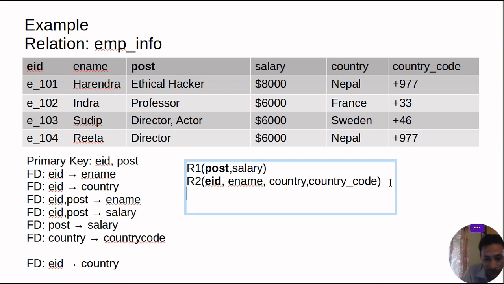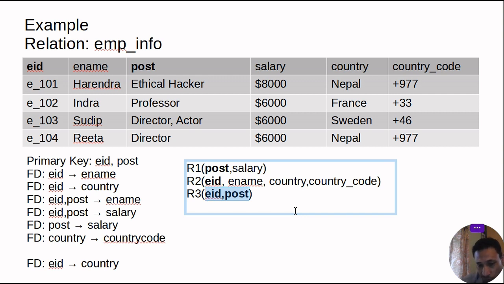Now what is left in our original relation, let's suppose R3, is EID and post only, because we have considered the other attributes and kept them in relations R1 and R2. Now this relation consists of EID and post, and these are the parts of the primary key. Now we have to check whether this construction of 3 relations has any kind of anomaly or not.